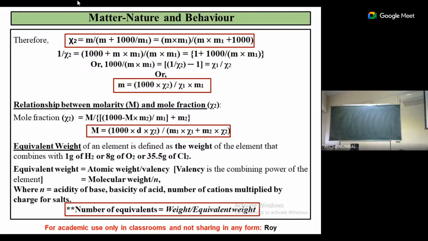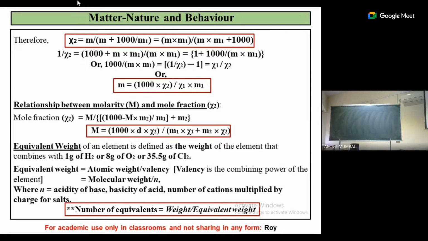The equivalent weight is, we have said 16 grams of oxygen, 32 grams of sulfur, or 2 grams of hydrogen. Equivalent weight of an element is defined as the weight of the element that combines with 1 gram of hydrogen or 8 grams of oxygen or 35.5 grams of chlorine. So basically 1 gram of hydrogen means 1 atom of hydrogen. The mass of the element's atoms that combine with 1 atom of hydrogen is called the equivalent weight.